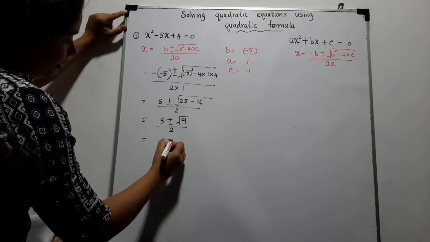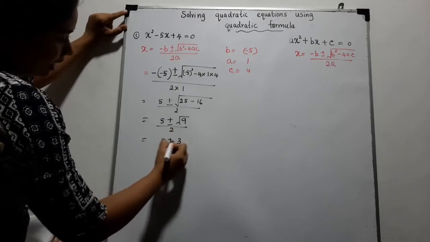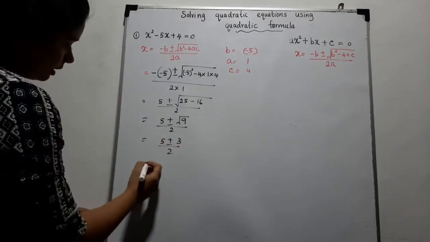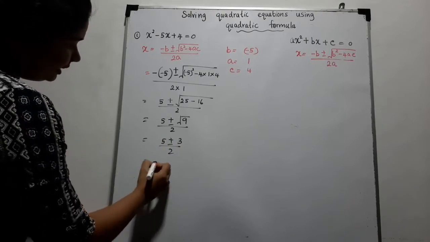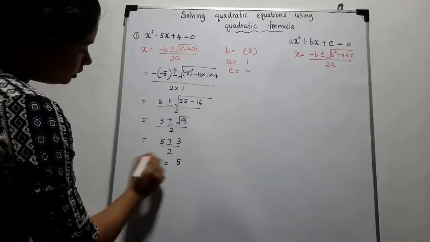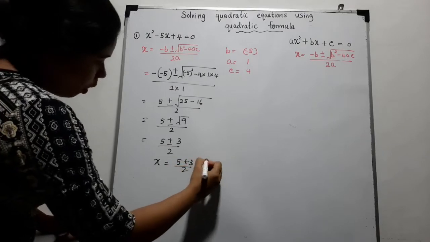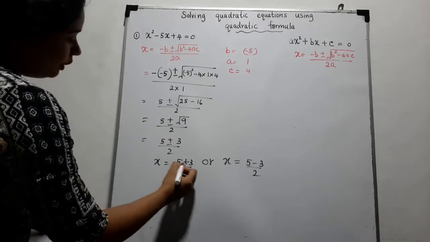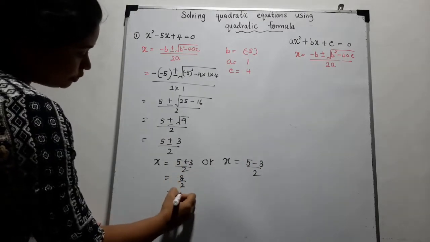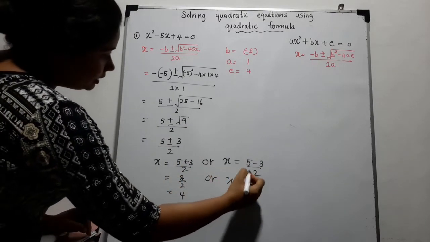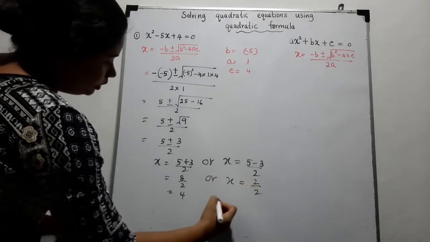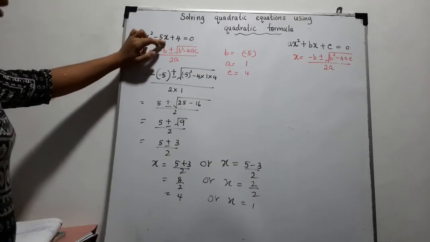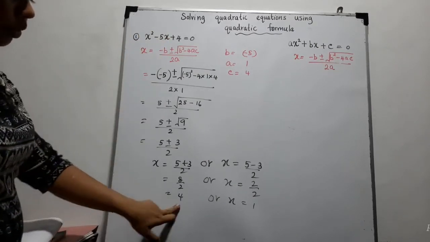Then here 5 plus or negative root 9, which is 3, over 2. Here we have to allow both negative and positive options. Then x equals 5 add 3 over 2, or x equals 5 minus 3 over 2. Then 5 plus 3 is 8, 8 over 2 is 4. Or x equals 5 minus 3 is 2, 2 divided by 2, or x equals 1. The solution of x squared minus 5x plus 4 is x equals 4 or x equals 1.